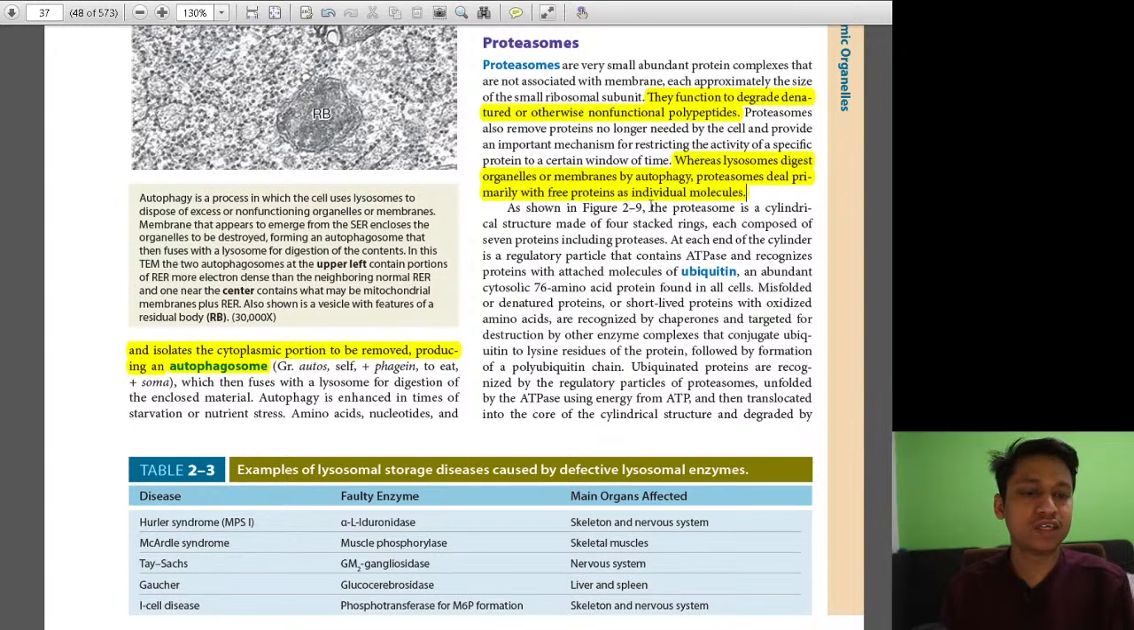As shown in figure 2.9, we'll check figure 2.9. The proteasome is a cylindrical structure made of four stacked rings, each composed of seven proteins, including proteases. At each end of the cylinder is a regulatory particle that contains ATPase and recognizes proteins with an attached molecule of ubiquitin, an abundant cytosolic 76 amino acid protein found in all cells. So what is ubiquitin? It is a 76 amino acid protein found in all cells.